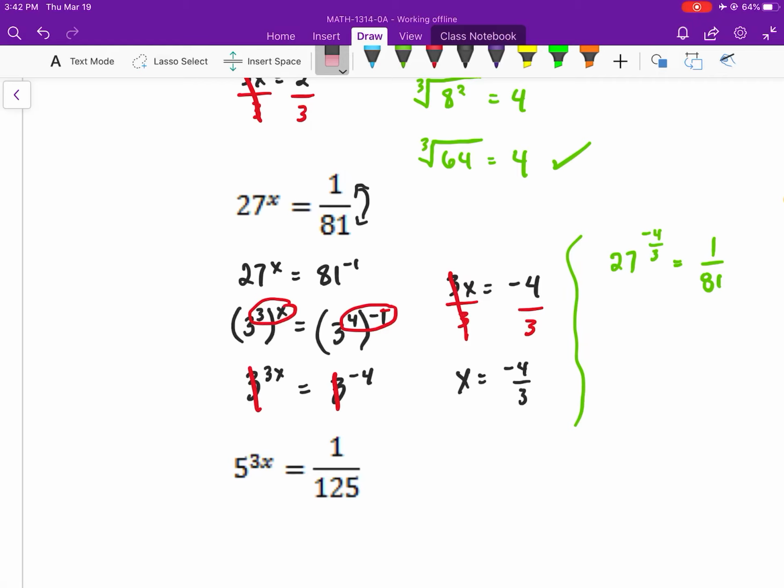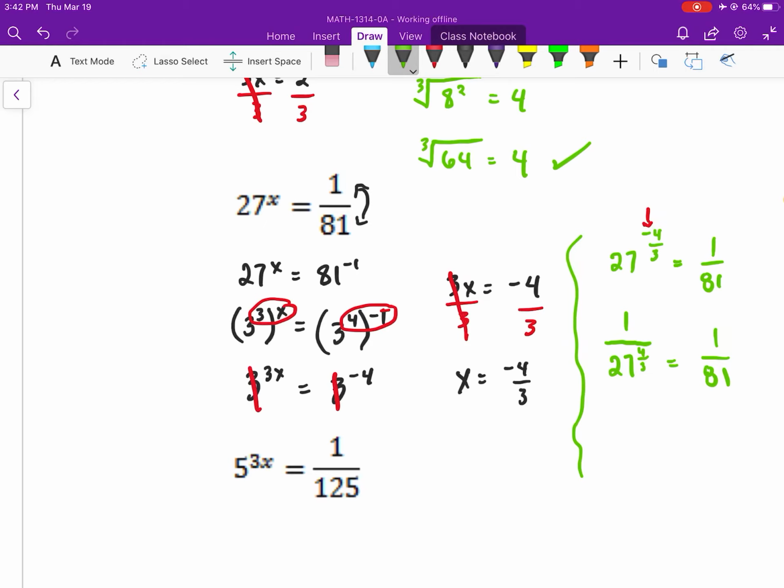Now, it might have been easier just to go ahead and get rid of that negative sign. In fact, I'm going to back up just a hair, and get rid of that negative sign so that I don't throw anybody off. What I'm talking about is this specifically right there, that negative sign. So I can do the opposite. I can flip this as well. So it'll be 1 over 27 to the 4 thirds power equals 1 over 81.